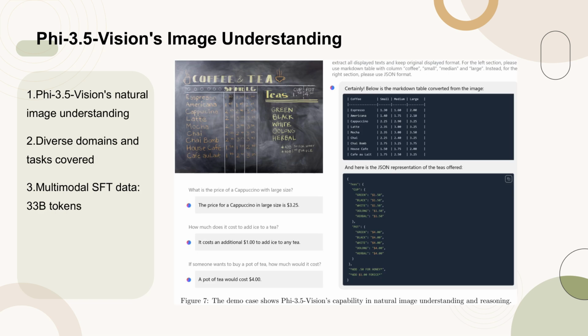Figure 7 demonstrates Phi-3.5 Vision's proficiency in natural image understanding and reasoning. This capability spans various domains and tasks, including general image understanding, chart/table/diagram reasoning, PowerPoint comprehension, multi-image comparison, video summarization, and model safety. The multimodal supervised fine-tuning (SFT) data comprises approximately 33 billion tokens. For direct preference optimization (DPO), both text and smaller-scale multimodal datasets are utilized. This dual training approach ensures the model maintains robust language capabilities while excelling in multimodal reasoning.